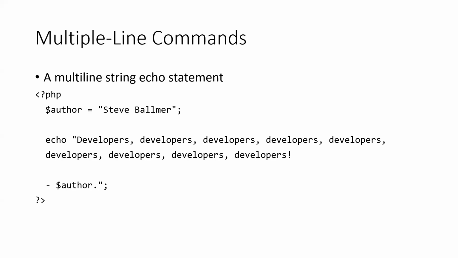Then multi-line commands, for example, multi-line string echo commands, you can see here. Author, we have Steve Ballmer, and then we can say developers, and we have something. And finally, we put the author name.